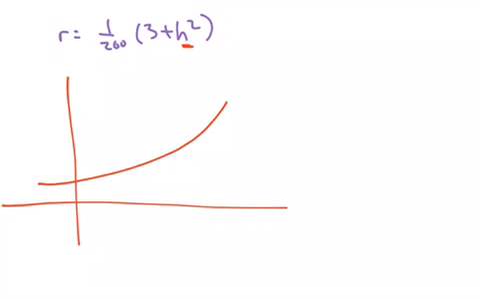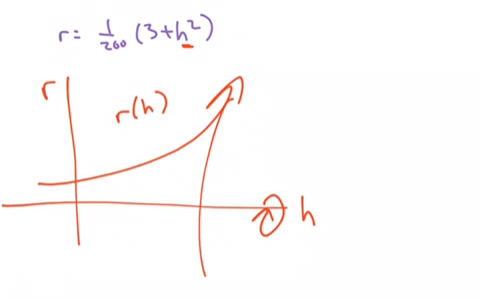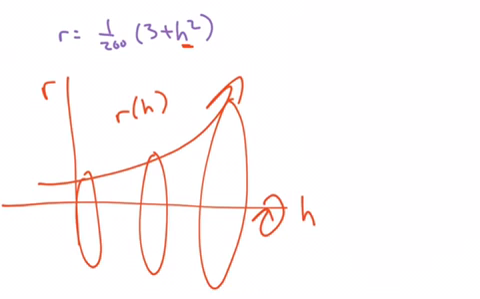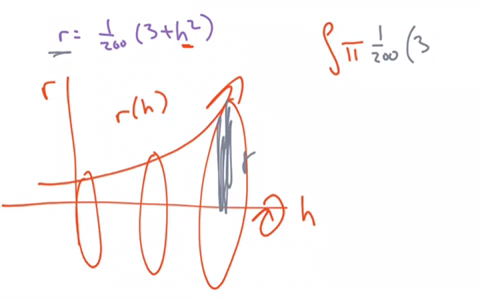So if I graph it, r of h looks like this, where this is h and this is r. If you spin it around this axis, you create the funnel, right? So that's exactly what we're going to do. We're going to integrate pi r squared, where r is this length. But this length is r right here, so r is the function, and we're going to integrate pi times 1 over 200 times (3 plus h squared) dh.